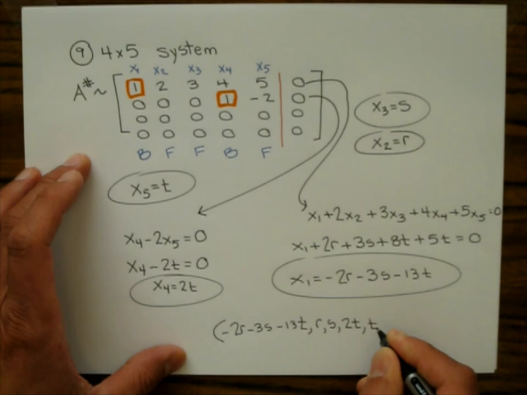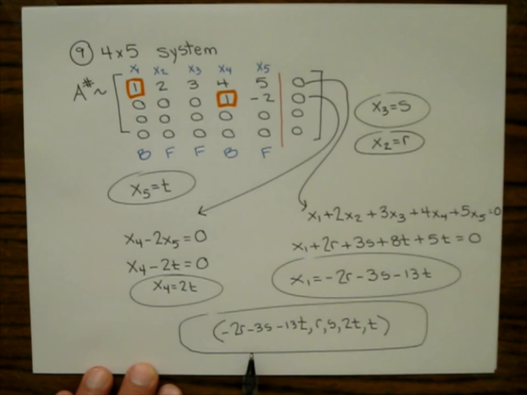We are now in 5-space. This is the parameterization of not a line, not a plane, but of the kind of space we live in, and that's a thin slice of 5-space. There are 2 pivot columns.